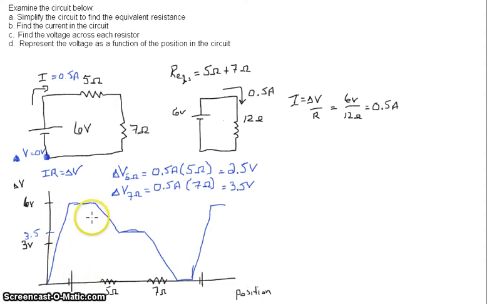It just accounts for each voltage drop across the circuit element. So this drop here represents 2.5 volts across the 5 ohm resistor, and this here represents 3.5 volts across the 7 ohm resistor.